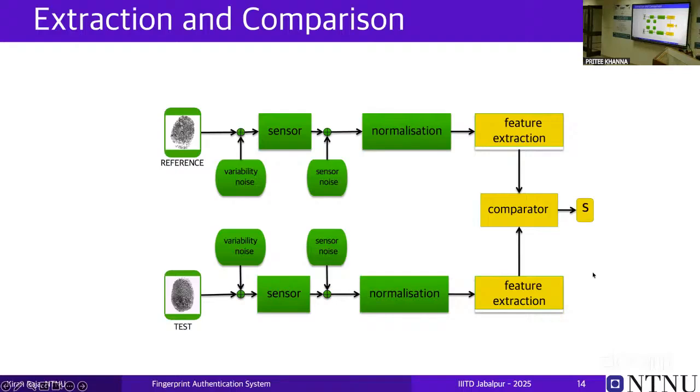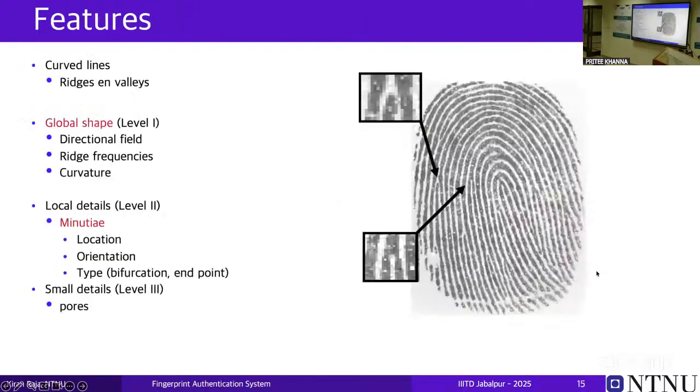In the case of fingerprint, the features that we extract are slightly in the classical sense. The classical sense would be these features, right? So we are interested in extracting these curved lines, which are ridges and valleys. And then we have the global shape, which is typically called level 1 features. Level 1 features would mean the direction of the field, how many ridges are appearing in a particular area, and then you have the curvature.